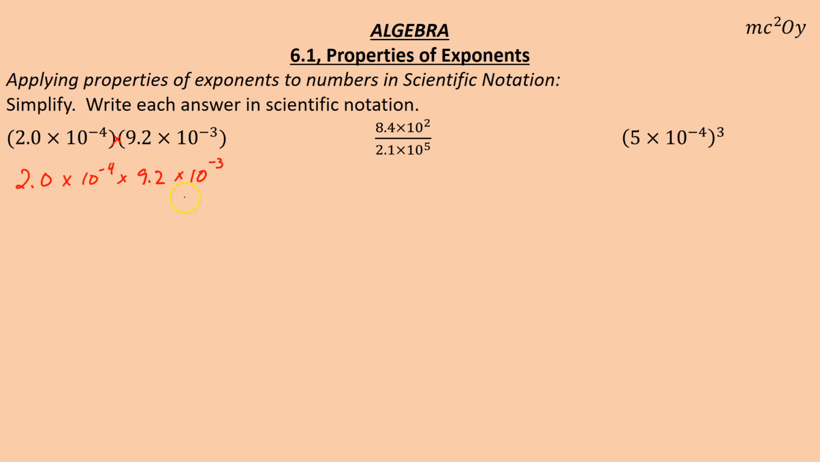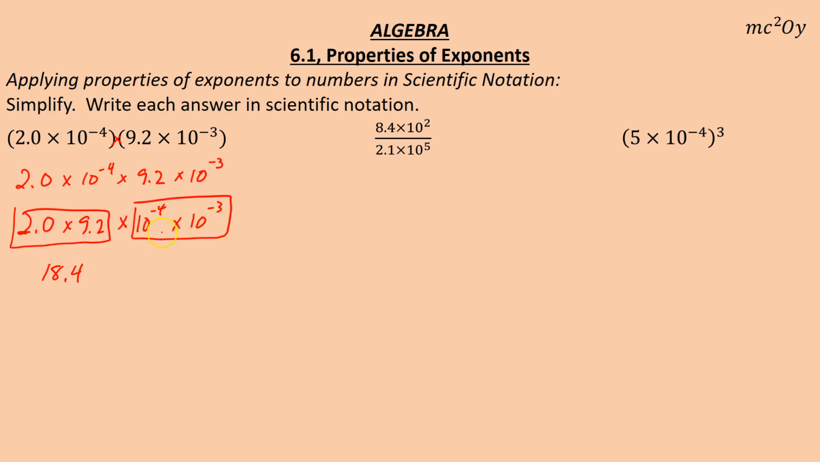And then using the commutative property of multiplication, I can just move things around because I'm multiplying everything. I'm going to put the numbers 2.0 and 9.2 next to each other because they're not powers of 10, and the powers of 10 next to each other. What that allows me to do is think of it like this: I'm multiplying those two pieces together. 2 times 9.2 is 18.4. And I'm multiplying these two things together.